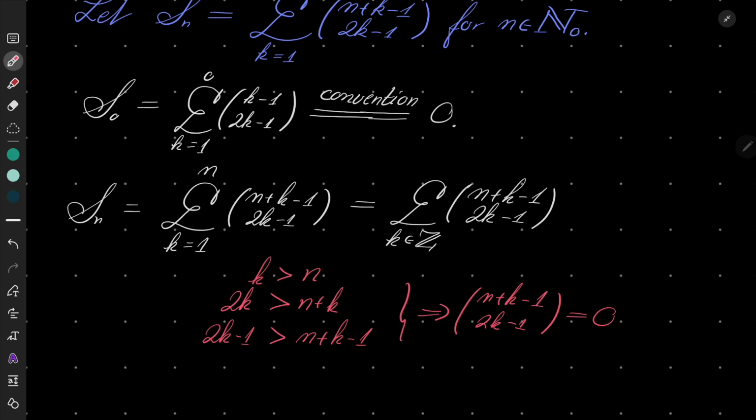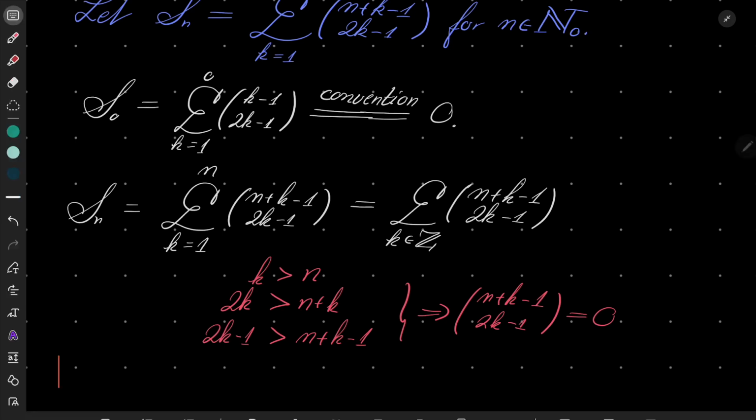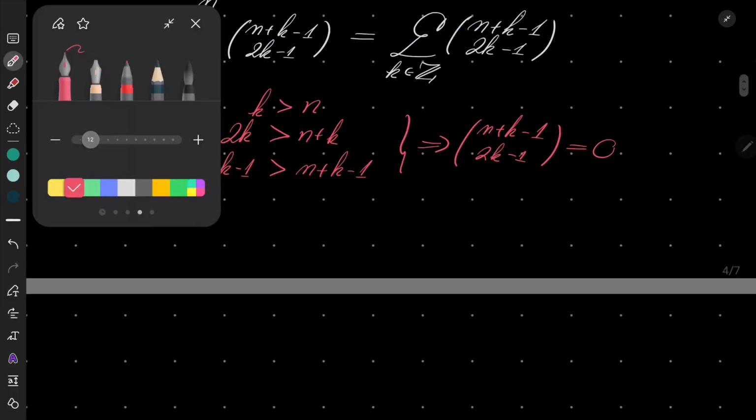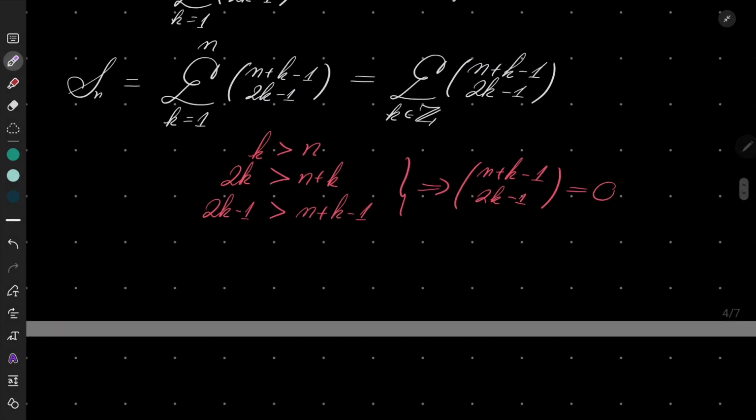Because if you recall, we have falling powers in the definition of the binomial coefficient, and in this product of n plus k minus 1, n plus k minus 2, n plus k minus 3, and so on, we will have 0. And 0 in this product will make our binomial coefficient 0. So in other words, this lengthy explanation justifies this equality, that it really can be done. It's justified. Okay.